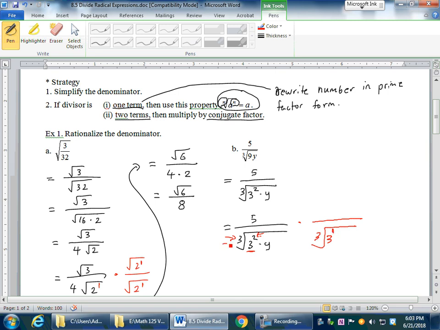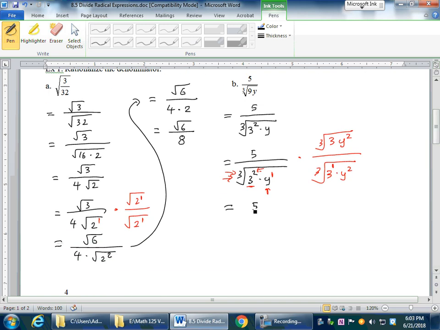Similarly for y, to make the index and the exponent of y the same, I need to multiply by y to the second power. We are basically filling in what is missing. Now, to make it equivalent, I have to multiply the top also by 3y squared. When I multiply it together, this becomes 5 times cube root of 3y squared, all over cube root of 3 to the second power times 3 to the first power, which becomes 3 to the third power, times y to the first power times y to the second power, which becomes y to the third power. So the final answer is 5 cube root of 3y squared over cube root, and the third power cancels out, so it becomes 3y in the denominator, and that's my final answer.